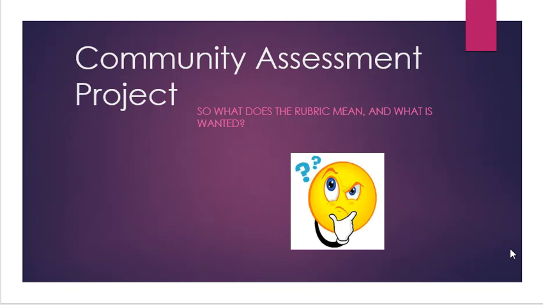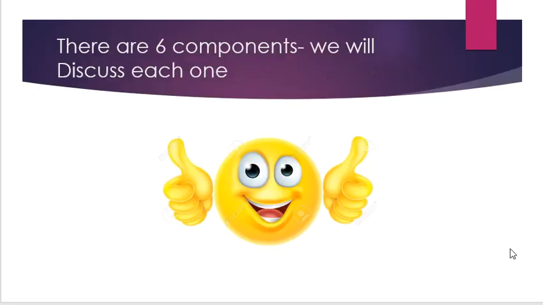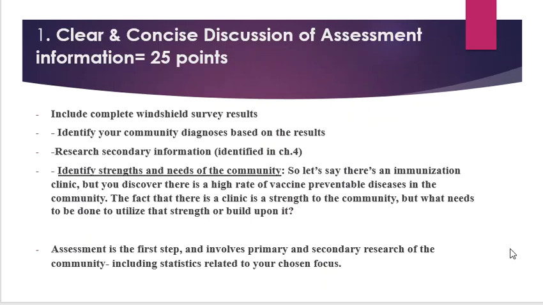Call, text, or email. Okay, so community assessment project. What does the rubric mean and what is wanted exactly? There are 6 components. We will briefly discuss each one.